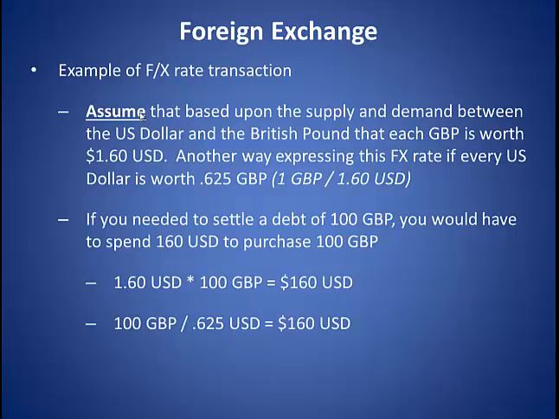There's two ways of doing the calculation. First, there's $1.60. That's how many dollars are in one British pound. So if we take $1.60 times 100 pounds, that means 160 US dollars. We can also do it by taking the 100 pounds we need divided by 0.625, that also equals $160.